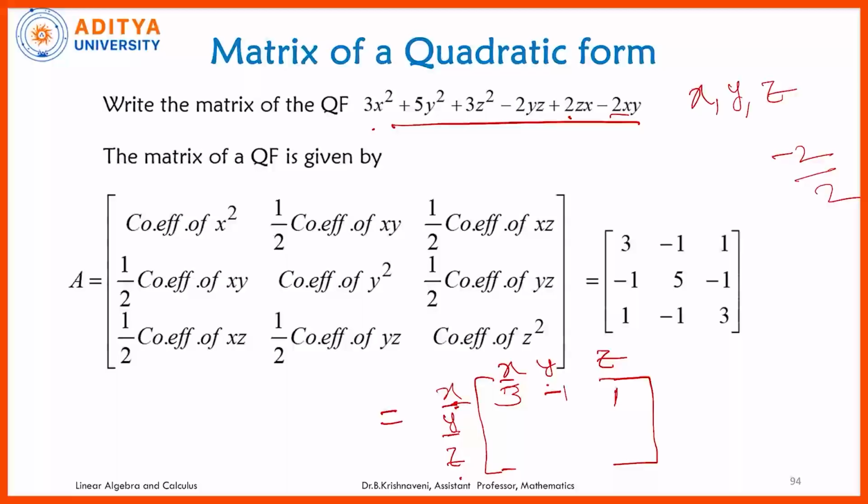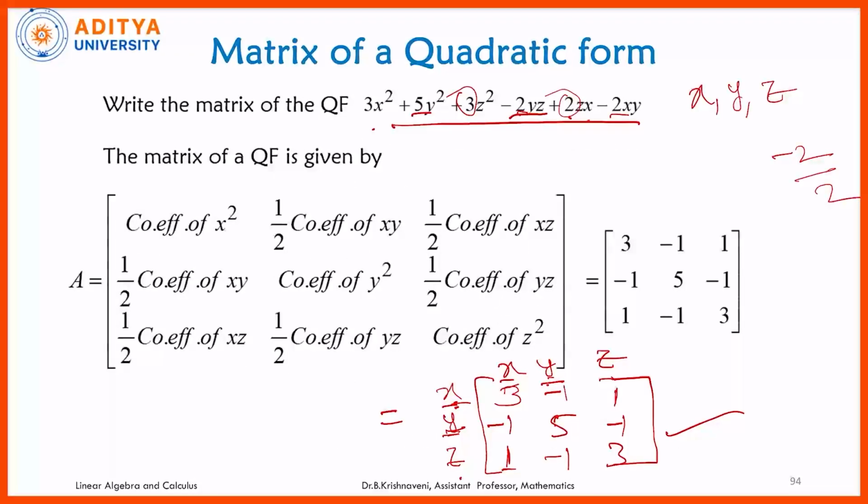Next, coefficient of xy, already calculated, divided by 2, that is minus 1. Coefficient of y square is 5. Coefficient of yz divided by 2, minus 2 by 2, minus 1. Coefficient of xz by 2, xz coefficient is 2, 2 by 2 is 1. Coefficient of yz by 2, yz coefficient is minus 2, by 2 is minus 1. Finally, coefficient of z square is 3. So if you follow this, you can easily write the matrix of the given quadratic form.